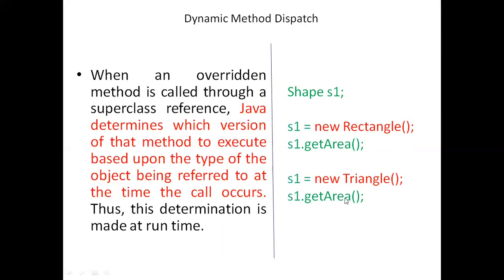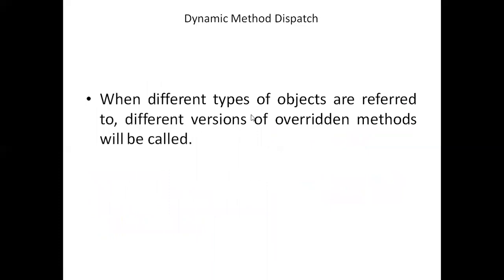Same interface, different method. That is the aim of polymorphism. So we are saying that this is determined at runtime. That is the reason we call it dynamic method dispatch. The method is dispatched dynamically, that is, at runtime. When different types of objects are referred to, different versions of overridden methods will be called. So based on the object being referred to, different things will happen. It is not fixed to a particular type.